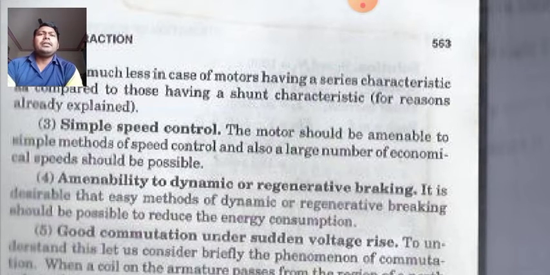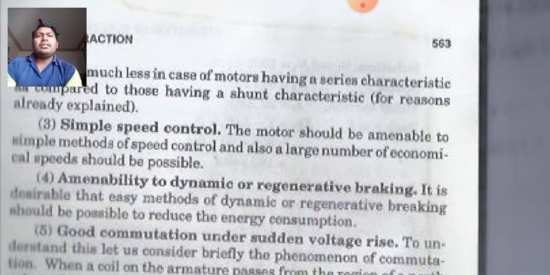Now, amenability to dynamic or regenerative braking. It is a very important part of a traction system, and it is desirable that easy methods of dynamic or regenerative braking should be possible to reduce the energy consumption.